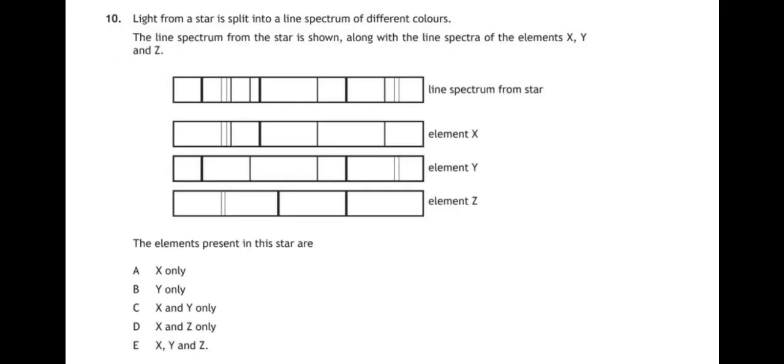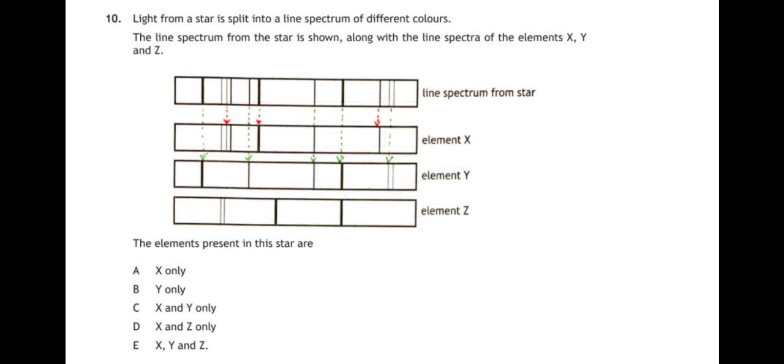Question 10. Light from a star is split into a line spectrum of different colours. The line spectrum from the star is shown along with the line spectrum of elements X, Y, and Z. The elements present in this star are... So, what we need to do is match up the lines in the line spectrum from the star with lines on the element spectra.